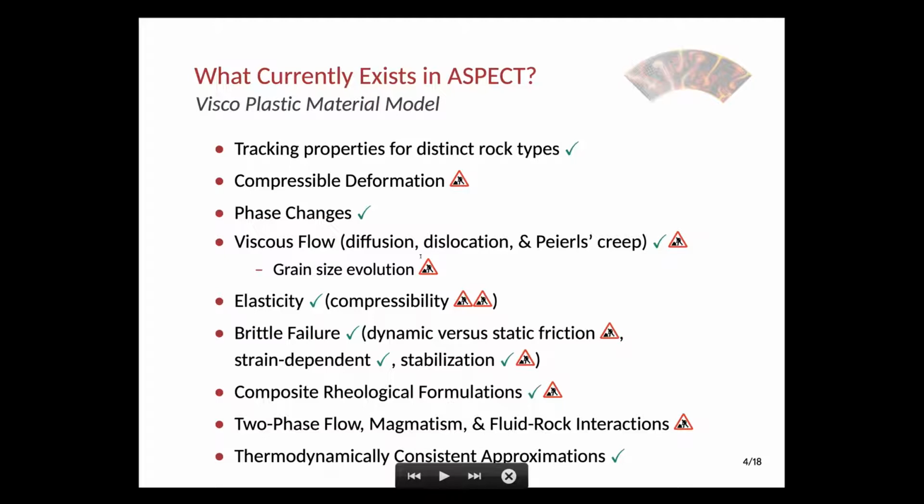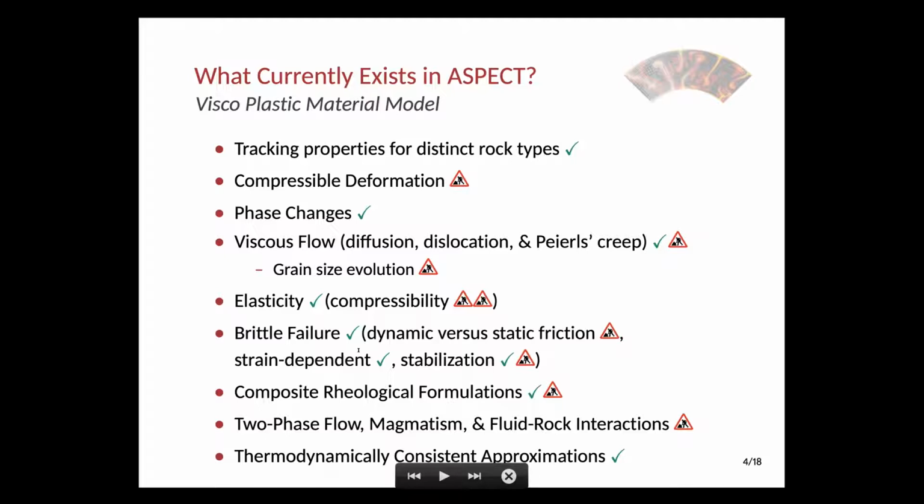Grain size evolution is not yet included, but we're going to be working on that hopefully in the future. Elasticity is included, but it's incompressible, and we have not yet started in any capacity working on compressible elasticity. Brittle failure is implemented through a Drucker-Prager-Yeo criterion. Rate-state friction is not yet implemented, although Anne and S are working on this and are going to be talking about that later today. We do have strain dependency for brittle failure, and there are also some stabilization schemes implemented for the plasticity, which Cedric is going to talk about. Bob is going to talk about the composite rheological formulations, some of which are already implemented.